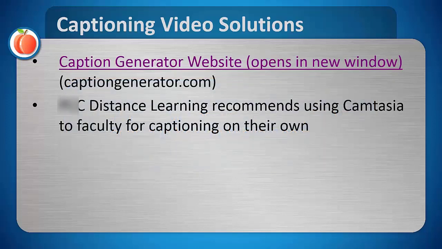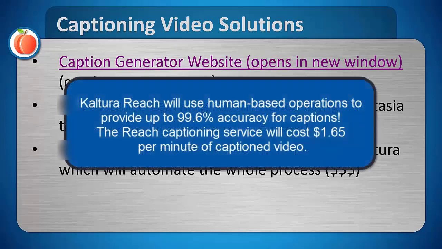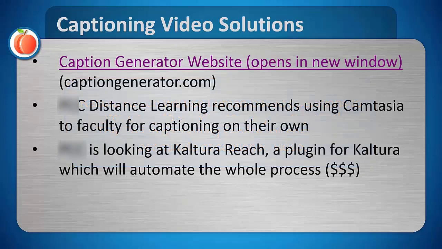Another option that we're looking at is buying a system called Kaltura Reach. It's basically a plugin for our Kaltura video streaming system, which will automate the entire captioning process. When you upload a video into Kaltura, you'll have a button that says Caption as Video. 2 days later, your video is captioned, has closed captioning, and you have the transcript. It's going to be very, very easy to use, but it does cost some money. Basically, it's $1.65 per minute of video.